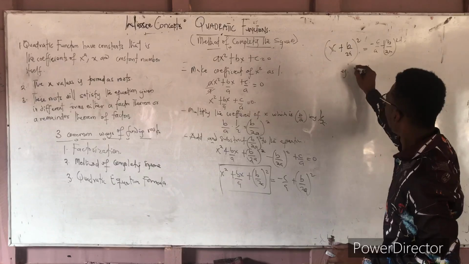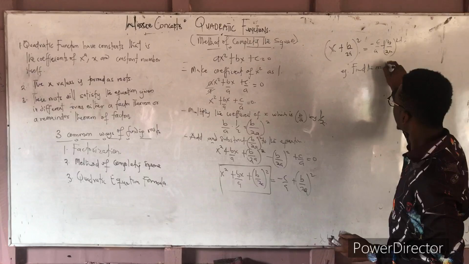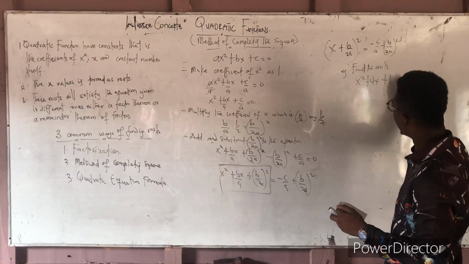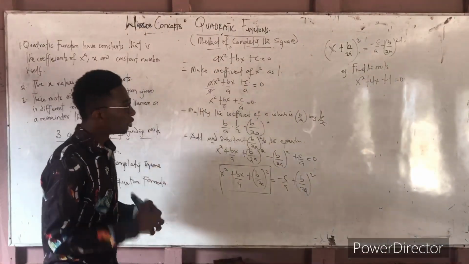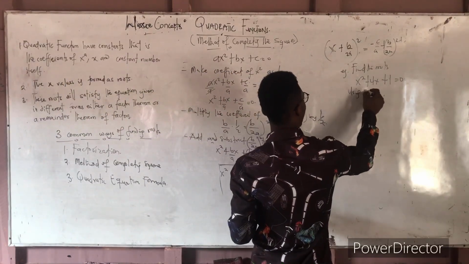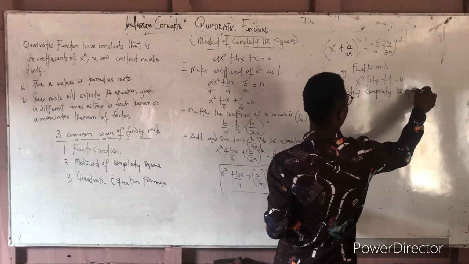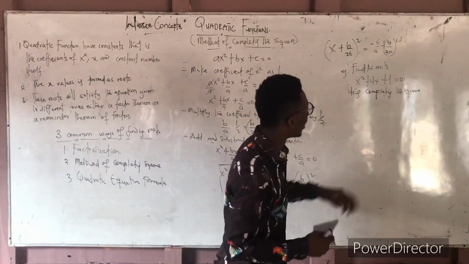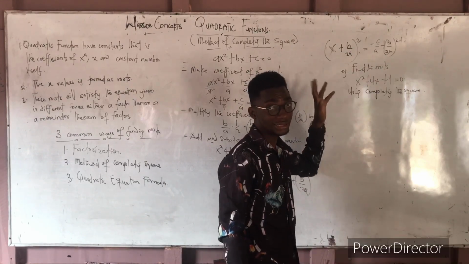So, example: find the roots of this quadratic equation: x squared plus 4x plus 1 is equal to 0. So you have to find the roots of this equation using completing the square. Okay. Now the first step is that we should make the coefficient of x squared to be 1, but in this case it is already 1, so we maintain it.